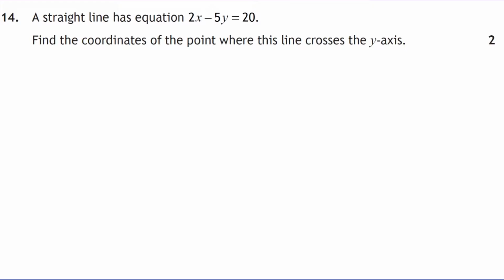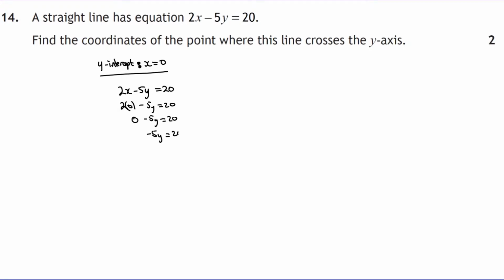Question 14. A straight line has this equation. Find the coordinates where it crosses the y-axis. Okay, so to find the y-intercept in anything, we're going to look at the x value being 0. So when x is 0, we've got 2x minus 5y equals 20. We're going to substitute in x equals 0, so it's 2 times 0 minus 5y equals 20. That's 0 minus 5y equals 20. And that's negative 5y equals 20. y equals negative 4. So the coordinate there would be (0, -4). Okay, that's the coordinate where it crosses the y-axis, or the y-intercept.